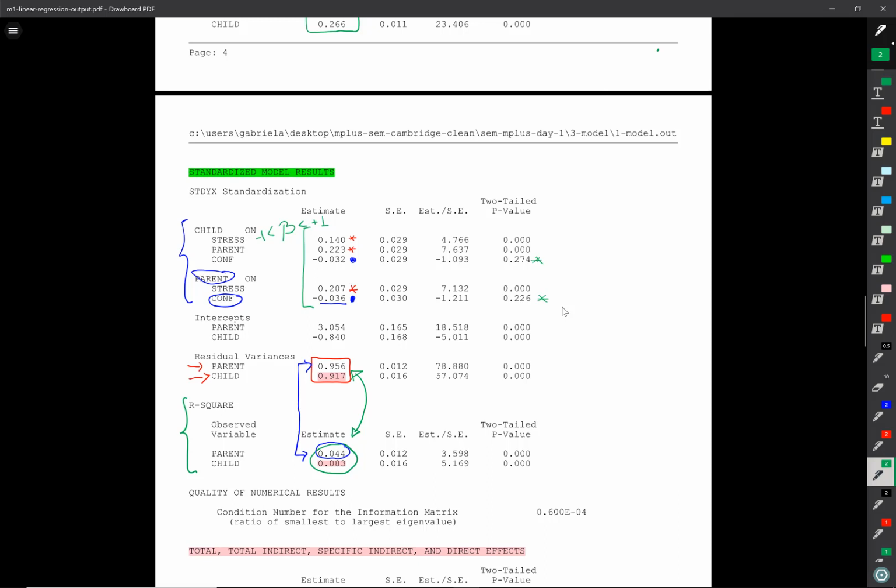Another rule of thumb is that you should only take out 1 path at a time. The same procedure goes with adding paths. You should only add paths in 1 at a time. There is, however, another general rule, which is in SEM we prefer models that are more parsimonious.